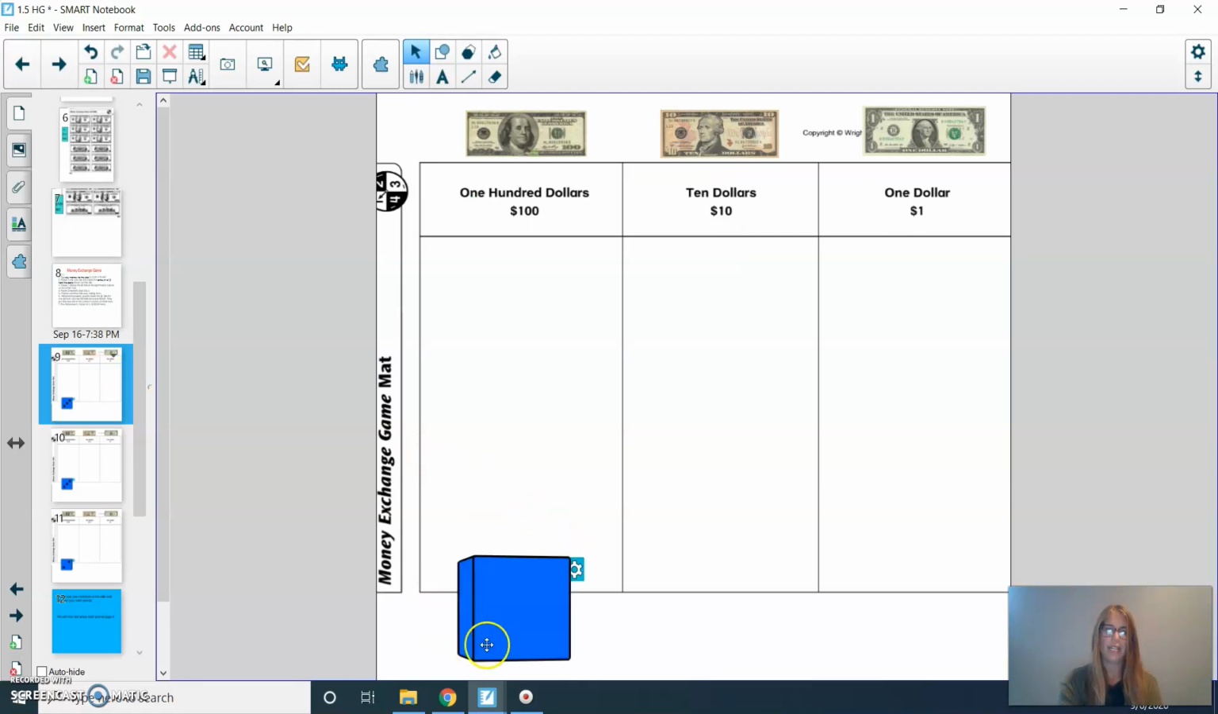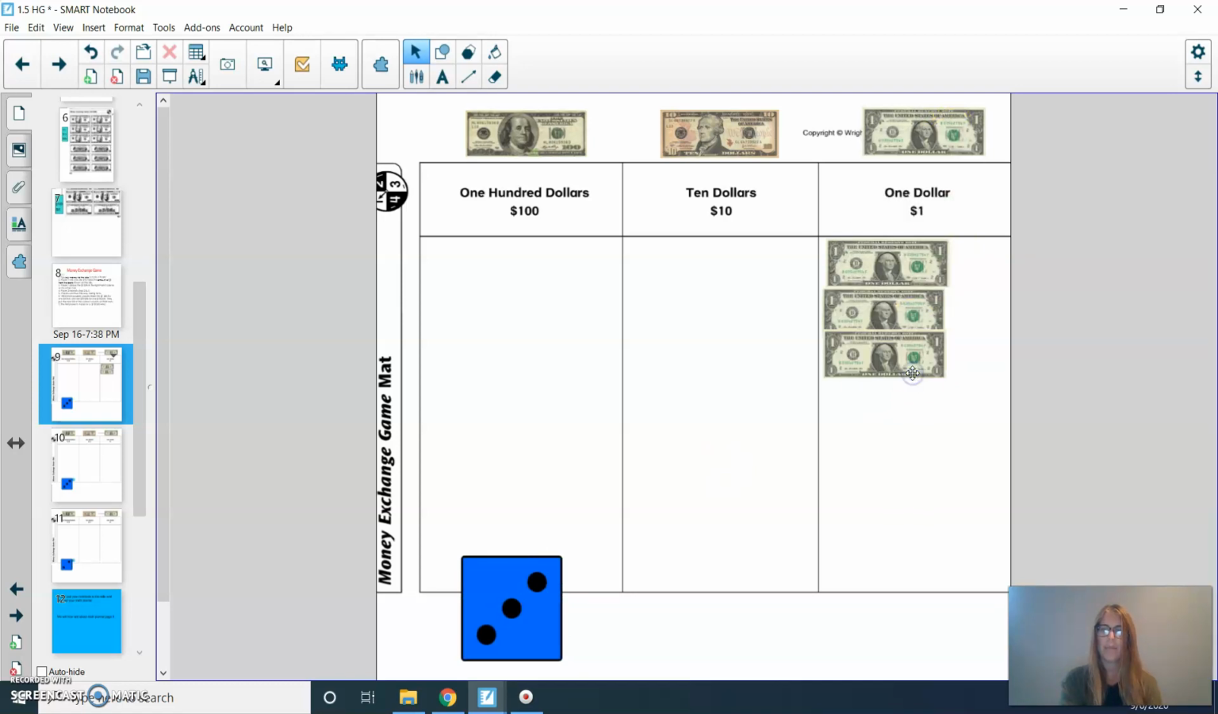So I'm going to wait till my dice loads. All right, I'm going to roll my dice, and I got a 3. So I get to take 3 $1 bills from my bank and put them on my game mat. Now, since I'm playing by myself, I'm going to roll again. And this time I got a 2. So I'm going to put two $1 bills on my mat. Now be thinking, am I ready to switch to a $10 bill yet? No, not yet. I'm going to roll again.